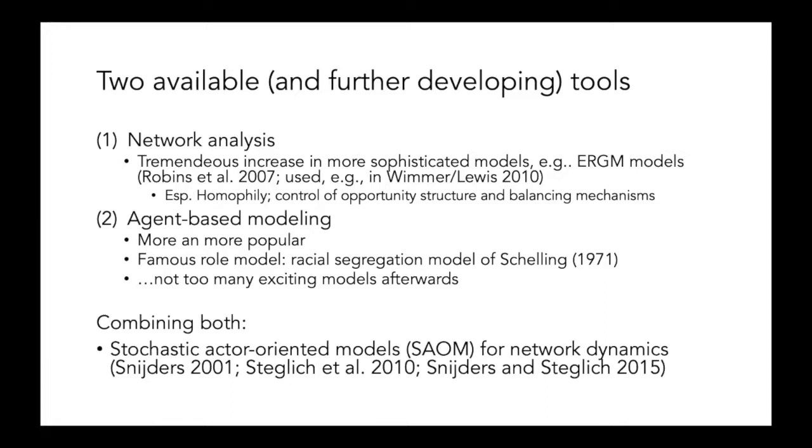And now there are these new network analytical models which have been developed by Tom Snijders and his research group in the last years, the stochastic actor-oriented models, which are a combination of these two things, combining network analysis with ideas of agent-based modeling. And that's what the paper will be about, basically, and where I will lead to now.